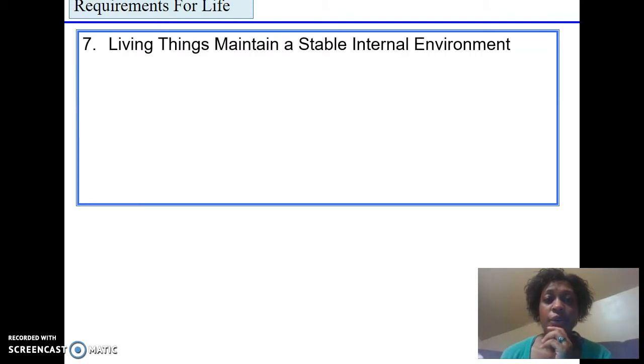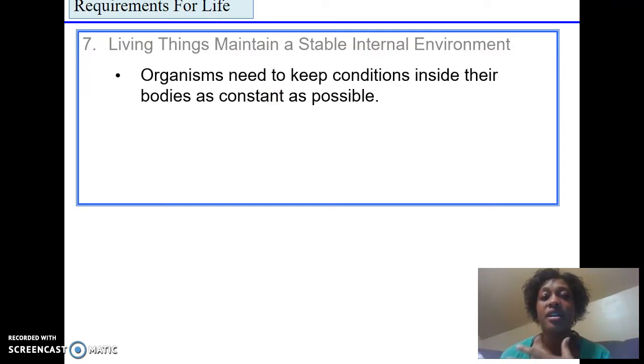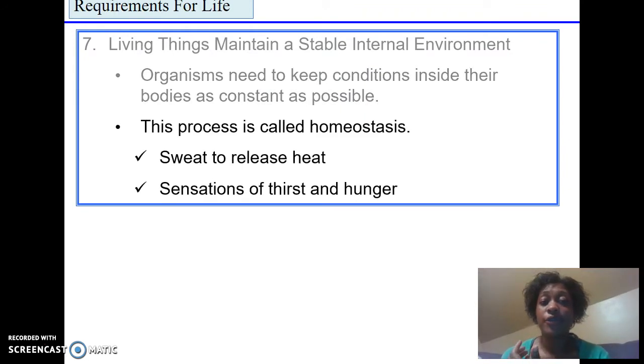And then also maintaining a stable internal environment. So making sure those conditions inside allow that organism to essentially be in an optimal state so that it can maintain life. And so, for instance, if you sweat, this is necessary when you get too hot because it allows you to release some of that heat and to cool. Sensations such as thirst and hunger let your body know that you need certain things to live. And so this requirement of life is something that we refer to as homeostasis. This is where living things are trying to maintain a stable internal environment.